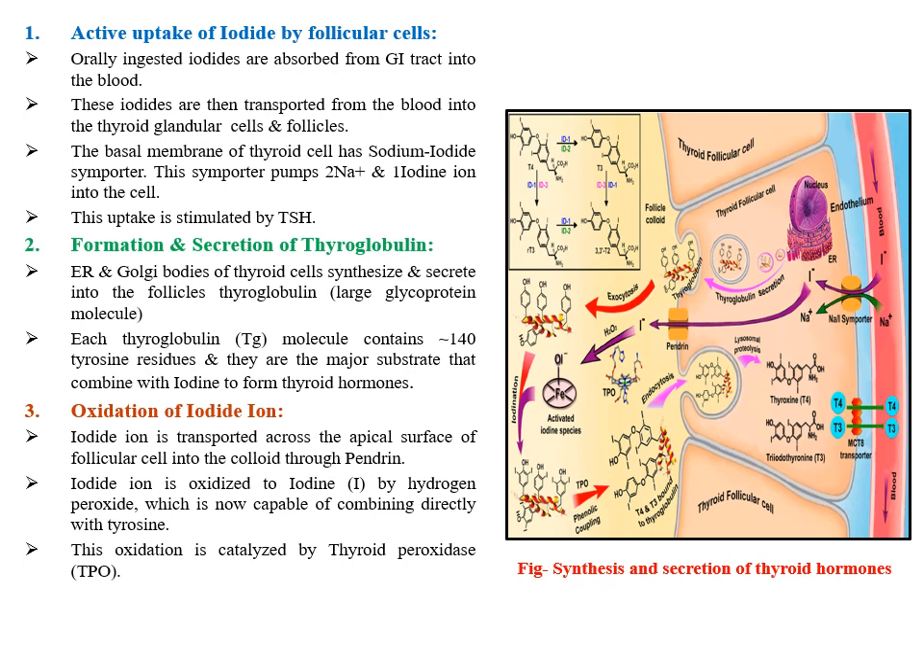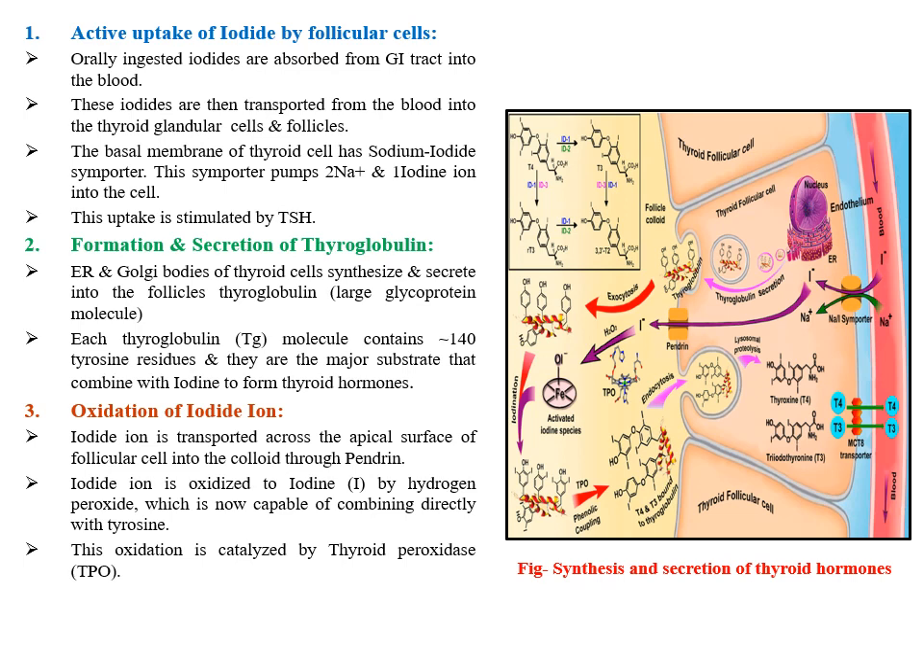Since it is a glycoprotein, it is made up of lots of amino acids, and this thyroglobulin molecule contains approximately 140 tyrosine residues. These tyrosine residues are very important since they serve as a major substrate to which the iodine will bind to form the thyroid hormone.